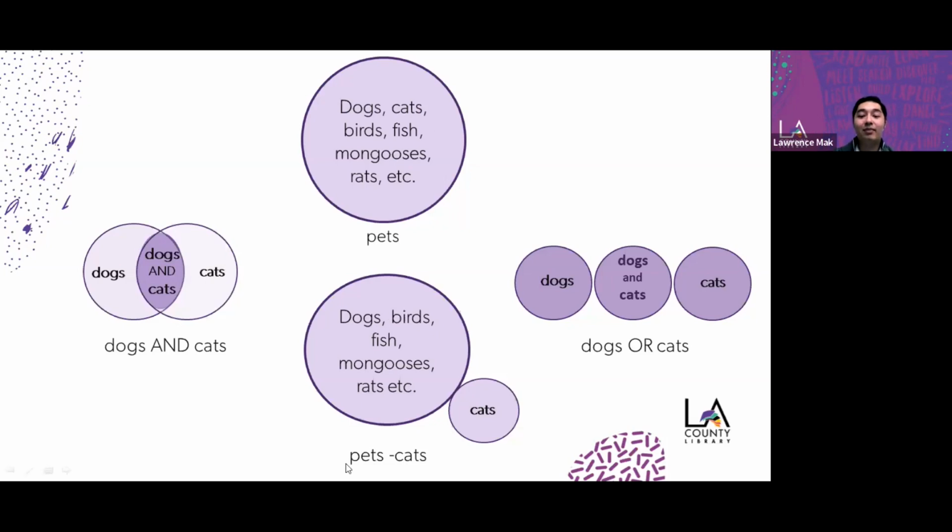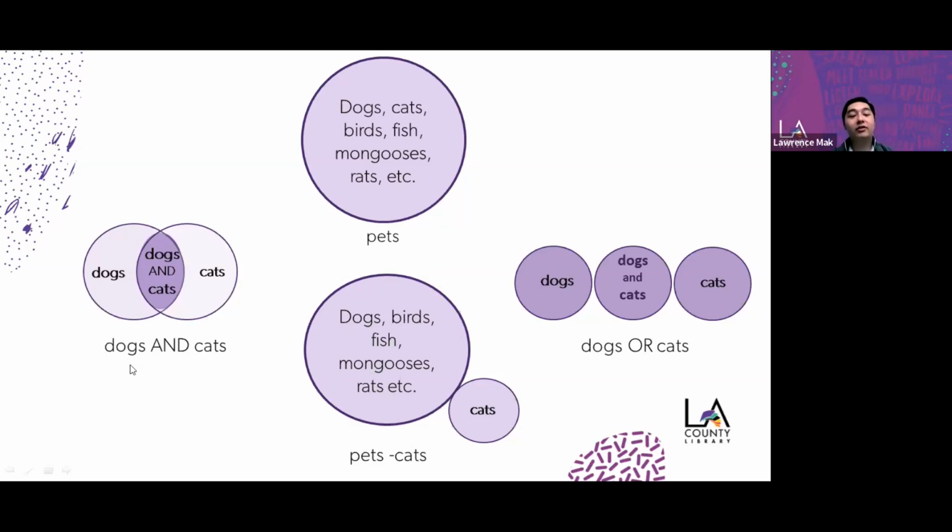So then you would have pets minus cats, or in Boolean terms, pets NOT cats. What that does is make all of your results include everything else: dogs, birds, fish, mongoose, rats, etc. But it will exclude any search results that have to do with cats.